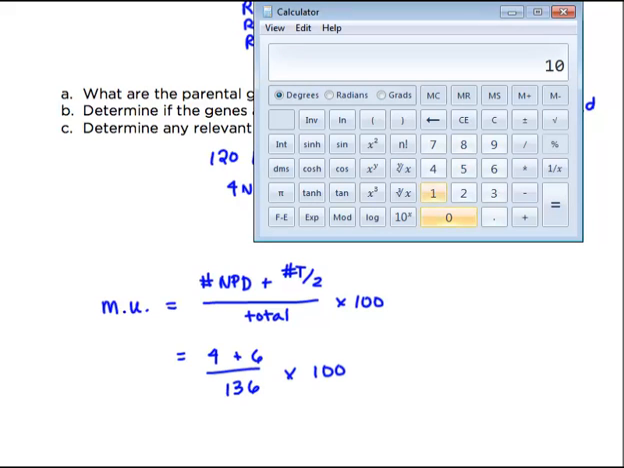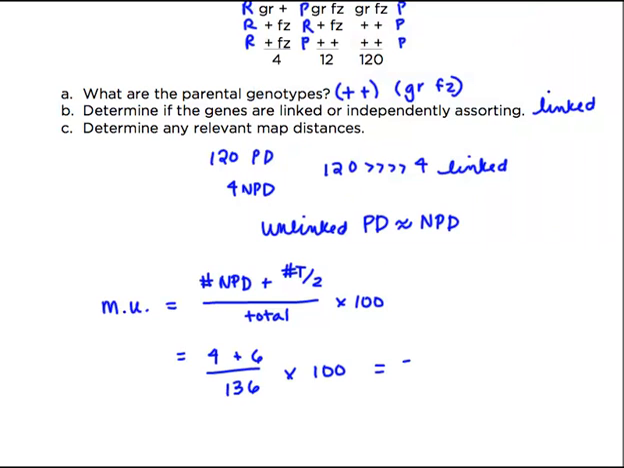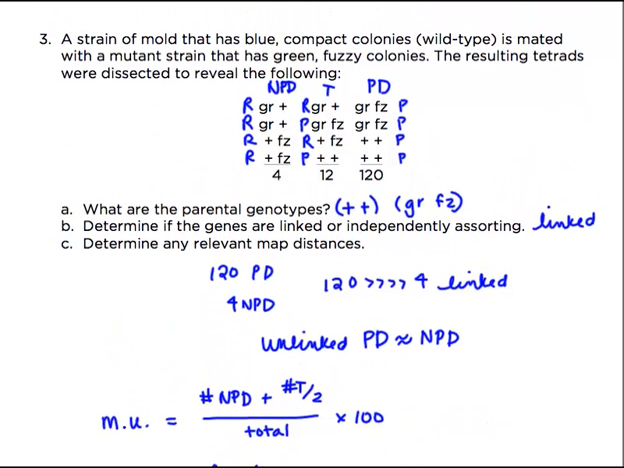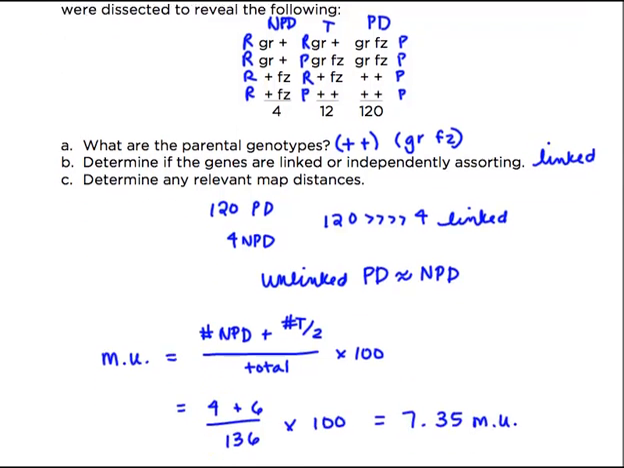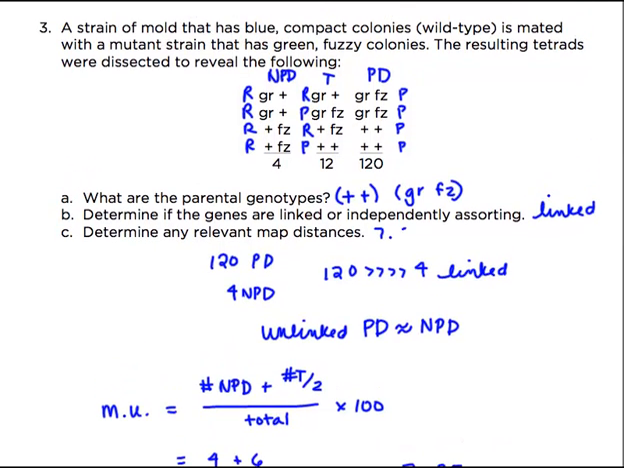So 10 divided by 136 times 100, you get 7.35 map units between these 2 genes. Between the gene for the color of the colony and also if the colony is going to be compact or fuzzy. So 7.35 centimorgans.